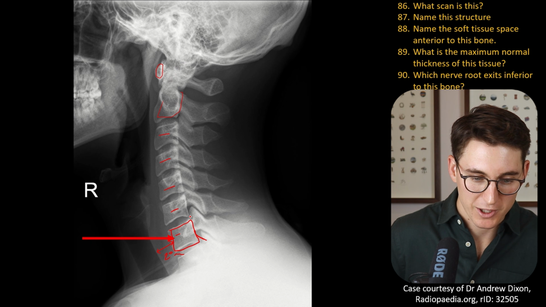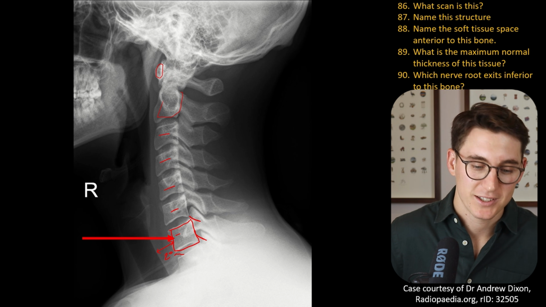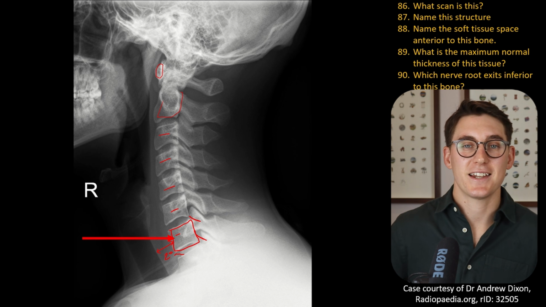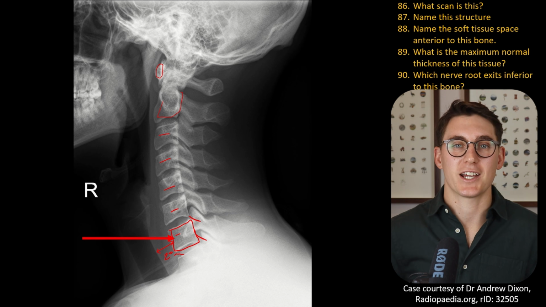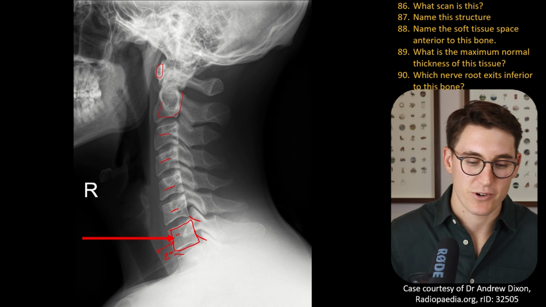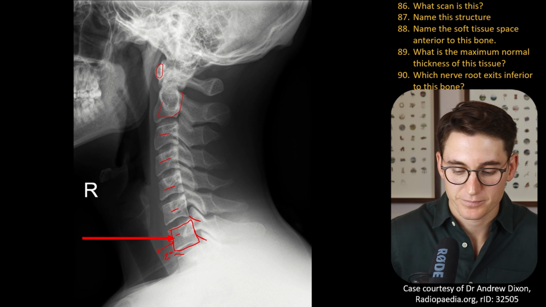So the nerve root coming above C7 would be C7. The nerve root coming below would be called C8. Then our thoracic vertebra will have T1 coming below T1. So the corresponding vertebra is now above the nerve root that's coming out in our thoracic and lumbar spines.